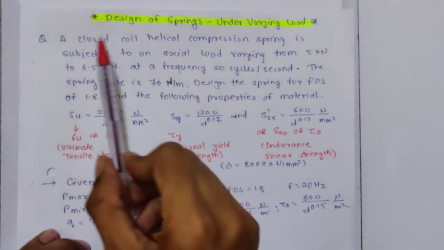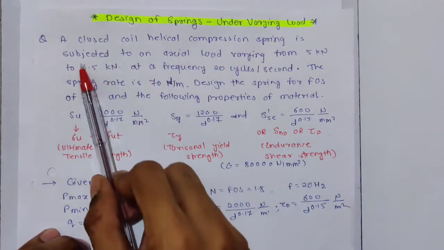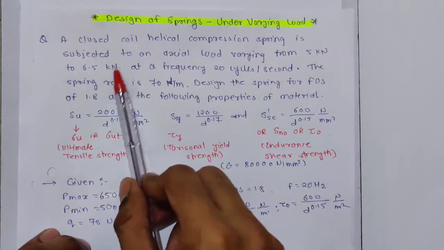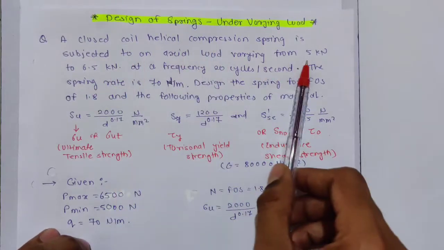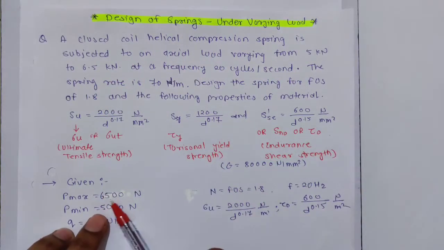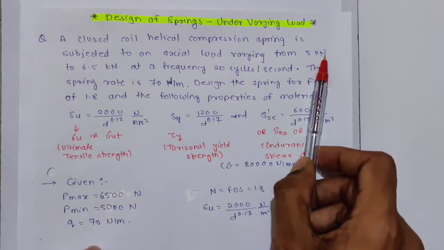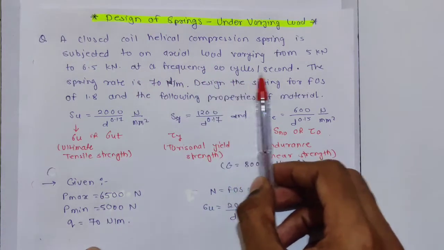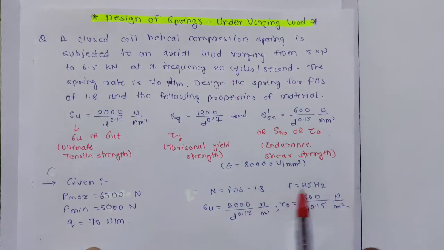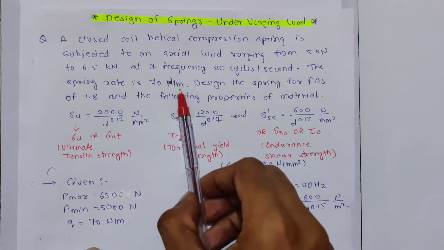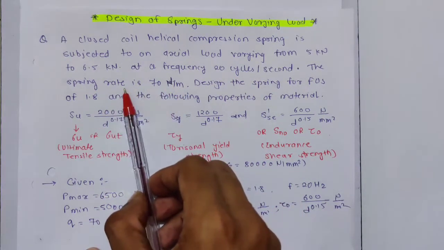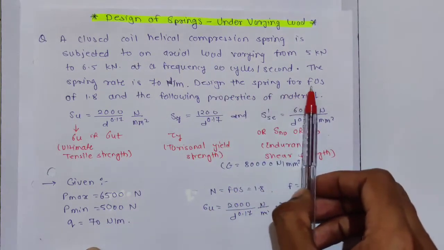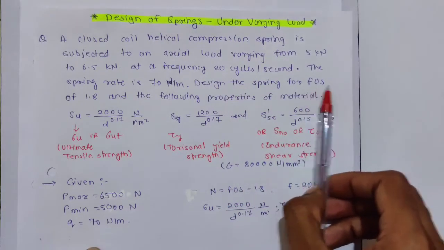So the problem reads: a closed coil helical compression spring is subjected to an axial load varying from 5 kN to 6.5 kN. So again, a helical compression spring, maximum load is 6.5 kN, so 6500 Newton, and minimum load is 5 kN, that is 5000 Newton, at a frequency of 20 cycles per second, nothing but 20 Hertz. The spring rate is 70 Newton per meter. What is spring rate? It is nothing but spring stiffness, so it is nothing but Q, 70 Newton per meter.